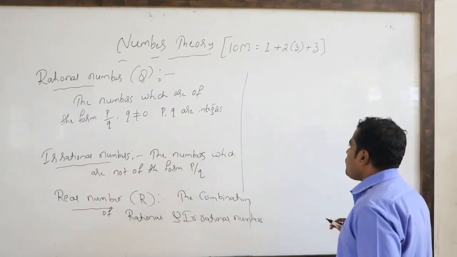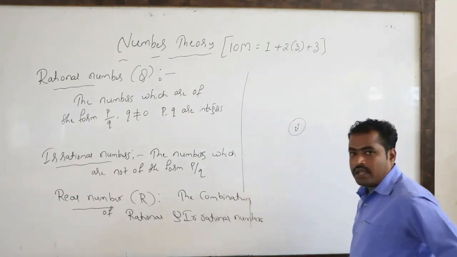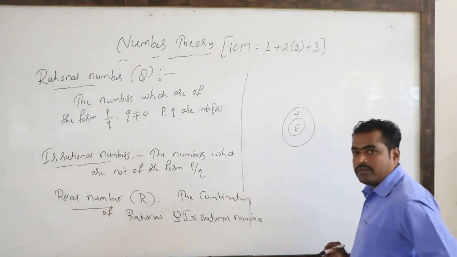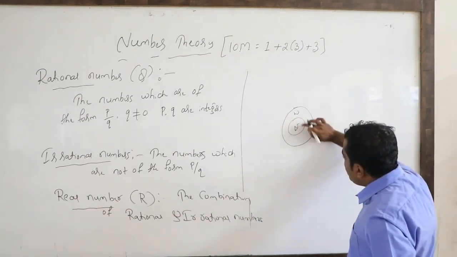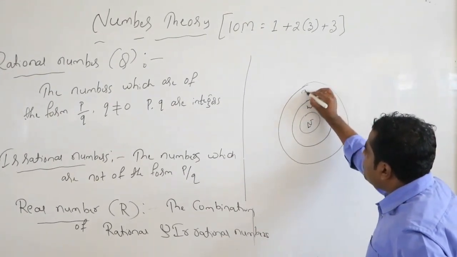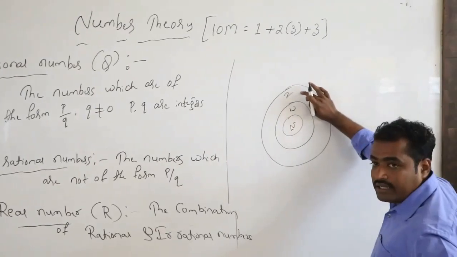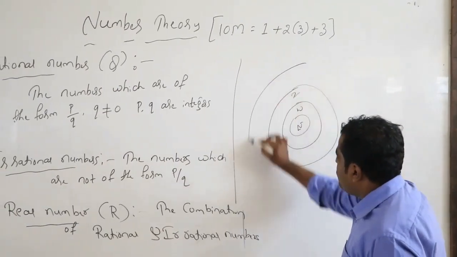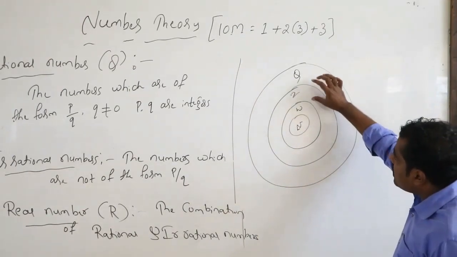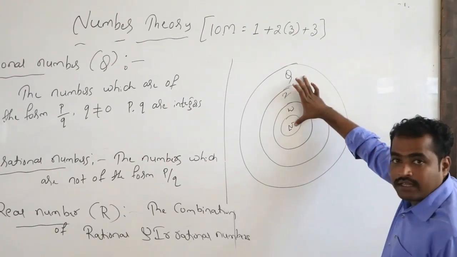So here N indicates natural numbers. Next W, whole numbers. All natural numbers are whole numbers. Next will be Z, integers. All whole numbers are integers. Also all natural numbers are integers. Next one, rational, Q. All integers are rational numbers. All whole numbers are rational numbers.